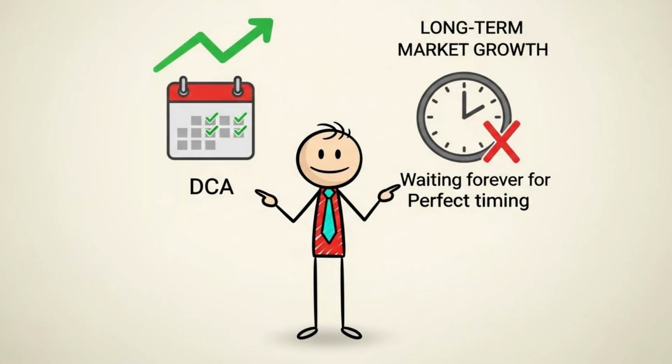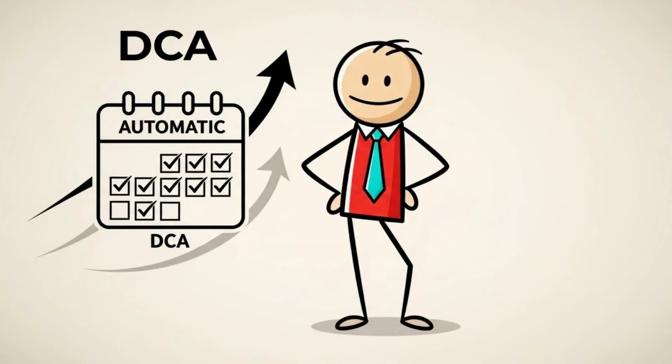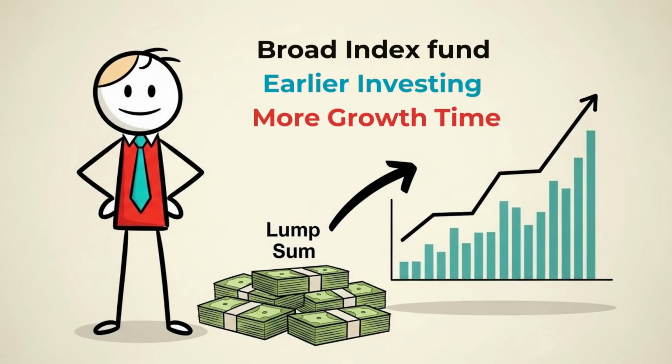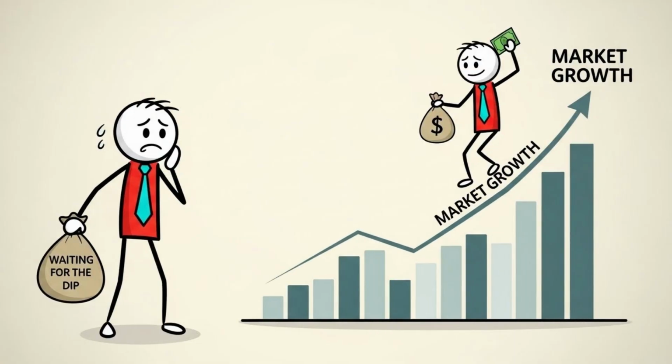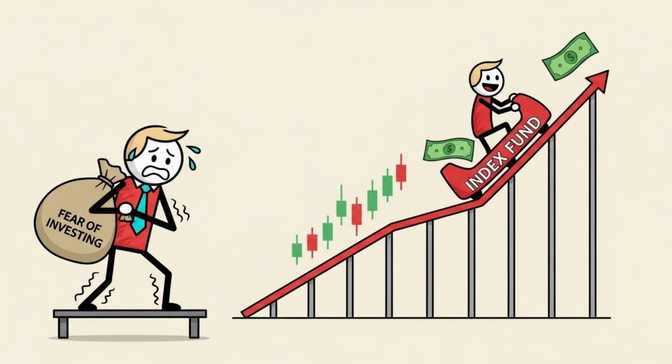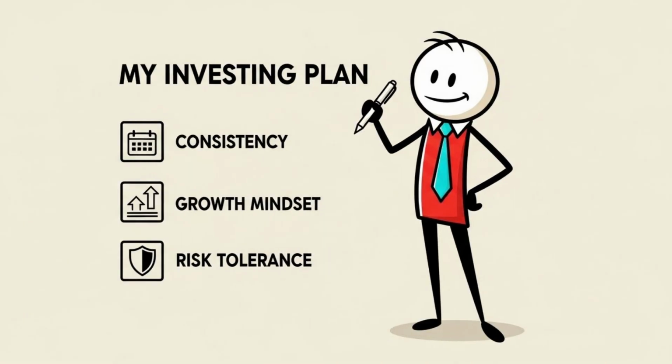So what is the final verdict? If you want simplicity, choose DCA. If you have a big lump sum, invest it earlier. If you constantly wait for dips, you will fall behind. If you let fear control you, you will fall even further behind. The smartest strategy is the one you can stick to.